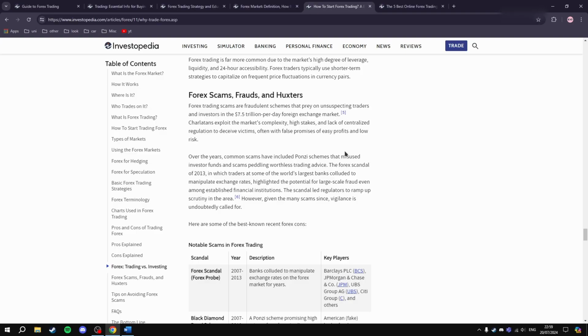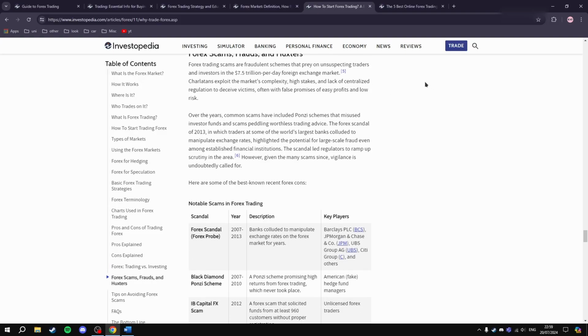Charlatans exploit the market's complexity, high stakes, and lack of centralized regulation to deceive victims, often with false promises of easy profits and low risk. Over the years, common scams have included Ponzi schemes that misuse investors' funds and scams peddling worthless trading advice. The Forex scandal of 2013, in which traders at some of the world's largest banks colluded to manipulate exchange rates, highlighted the potential for large-scale fraud even among established financial institutions.